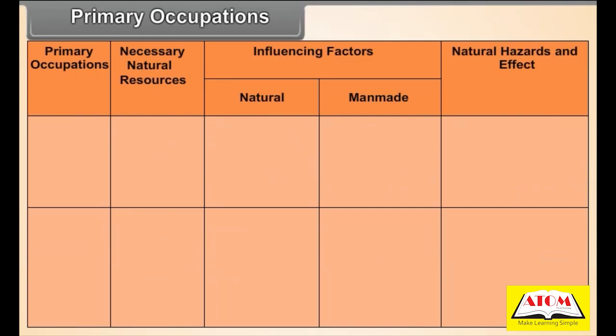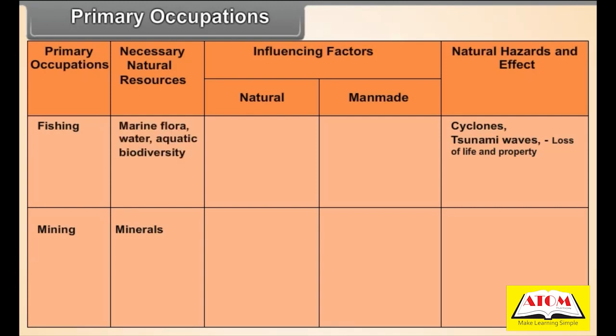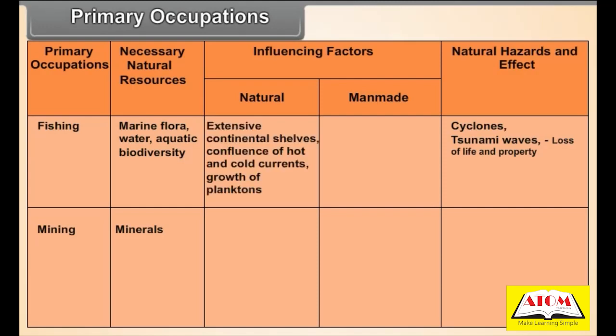Primary occupations: fishing. Necessary natural resources: marine flora, water, aquatic biodiversity. Influencing factors: natural, extensive continental shelves, confluence of hot and cold currents, growth of planktons. Man-made: fishing boats, fishing nets, cold storages, processing centers. Natural hazards and effects: cyclones, tsunami waves, loss of life and property.